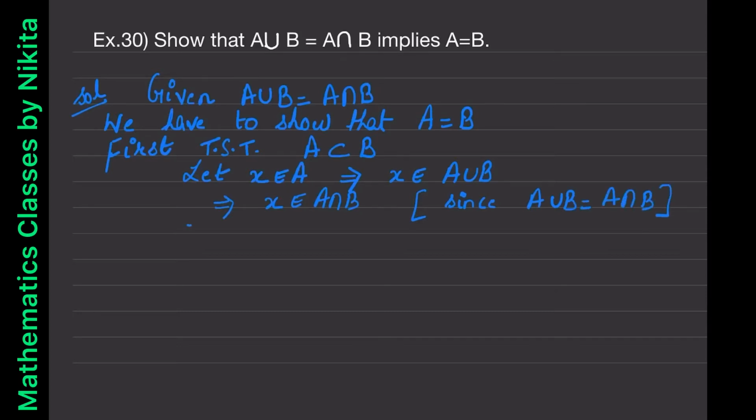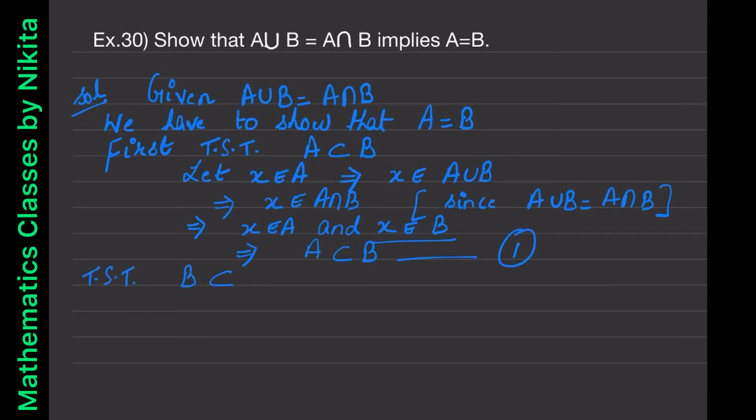And from here, if x belongs to A intersection B, this means what? x belongs to A and x belongs to B. So from here I get that A is contained in B, because I have shown that x belongs to B. Mark this as 1.